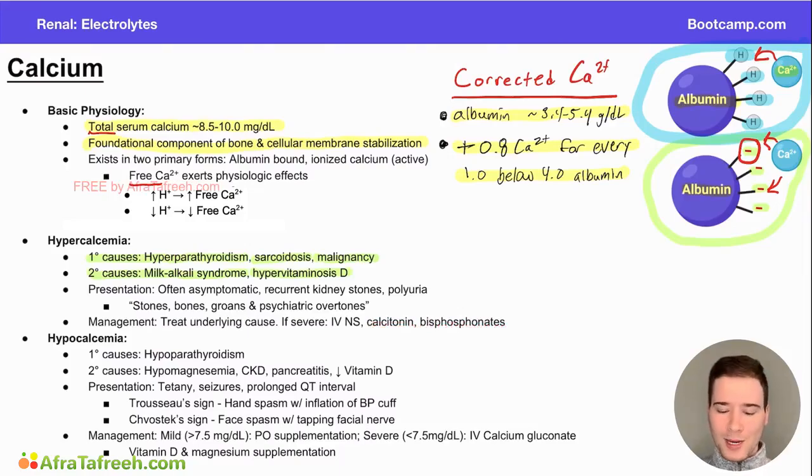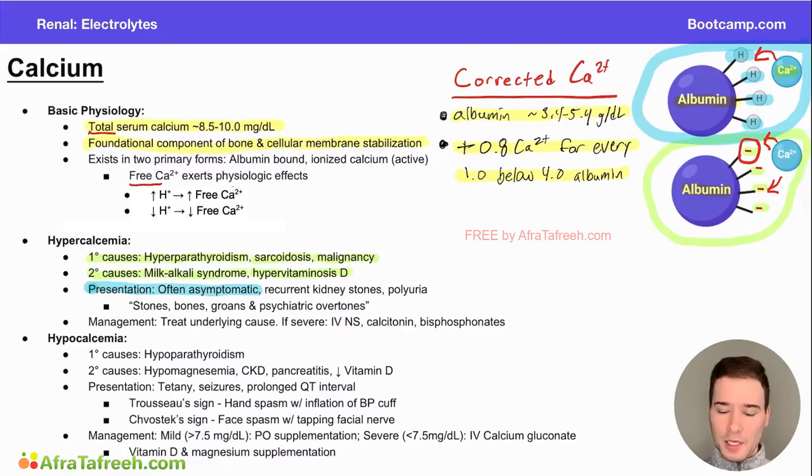So next, let's move on to the presentation here. And you can see that the first thing I put is that it's often asymptomatic. And that is to say that high levels of calcium are often not noticed until we take routine labs on patients, until they get very, very elevated, sometimes needing to get above 12 milligrams per deciliter for us to really start seeing symptoms in a presentation in the patient externally.